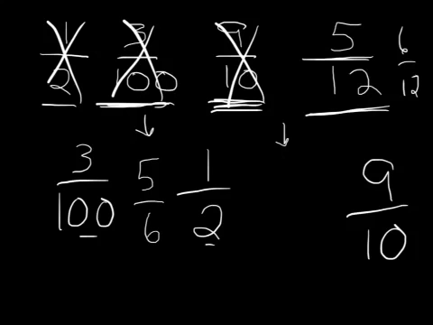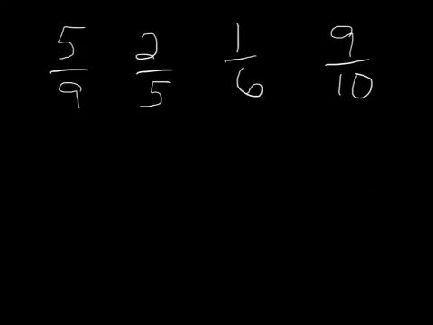So when we order these fractions that have all different denominators and numerators, from smallest to largest, it goes 3/100ths, then 5/6ths, then 1/2, and then 9/10ths. So this case where all the numerators and denominators are different is by far the most difficult case that you're going to run into of ordering fractions.